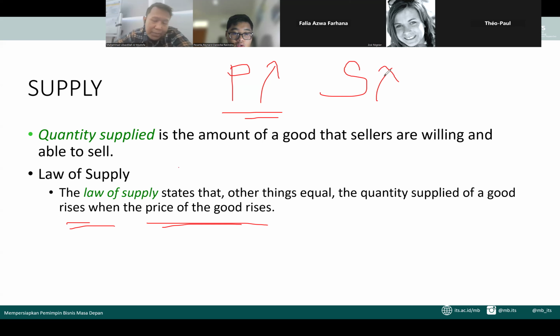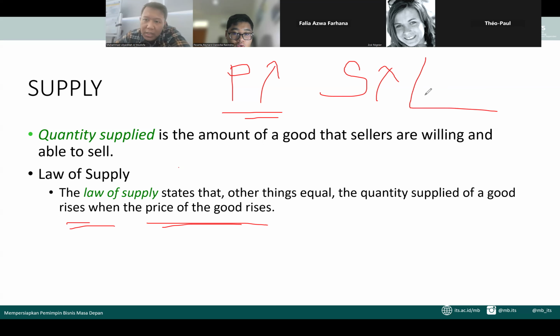This is from the perspective of the seller, but it's different when we speak about the buyers. When we see an increase in price, the buyers will lower the demand. They are not willing to buy an expensive product. But the higher the price for the seller, the happier they are, because they can sell at a very high price so they will increase the production. They will increase the quantity they supply. So these are the two different perspectives.